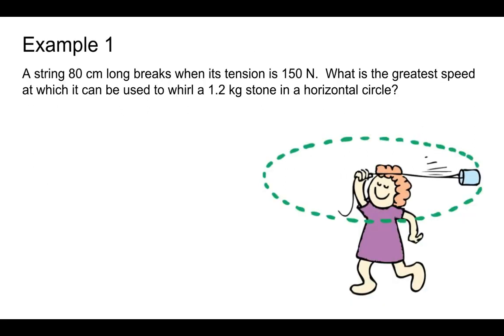So let's do an example. We have a string 80 centimeters long that breaks when its tension is 150 newtons. What is the greatest speed at which it can be used to whirl a 1.2 kilogram stone in a horizontal circle?